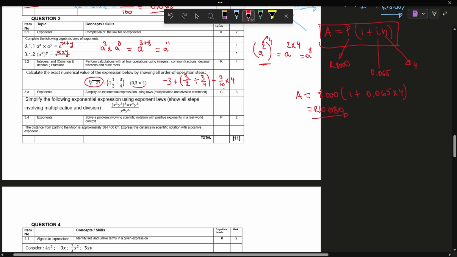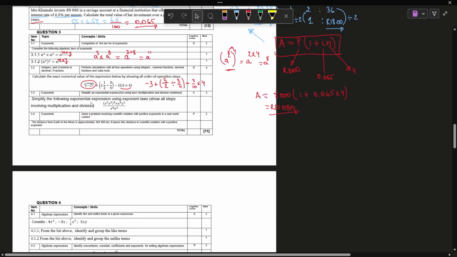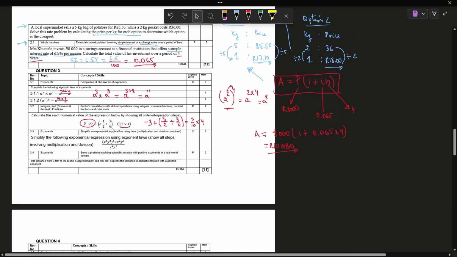Still the same thing. Okay, so let me just delete this. I'm sure this one you've seen before. Let me get rid of it so that we've got space.